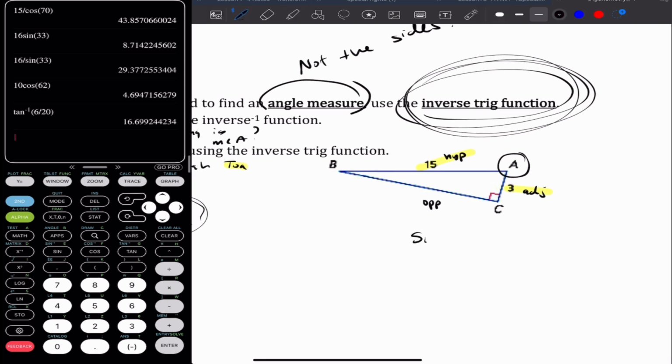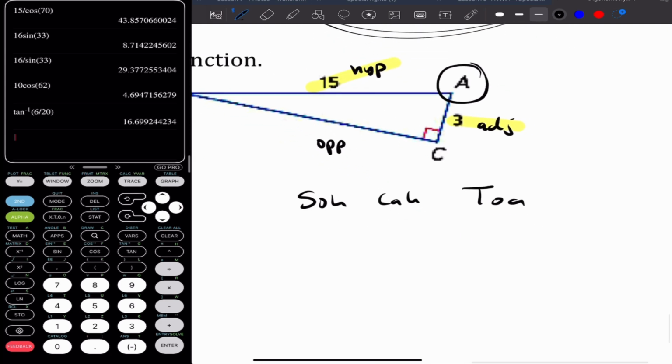I love to write SOHCAHTOA. That's going to help us. So, what are we going to be using? I have adjacent over hypotenuse. That's CAH. I'm dealing with the cosine function. So you have cosine of A is equal to adjacent over hypotenuse, 3 over 15.